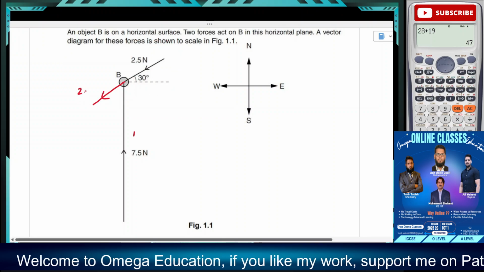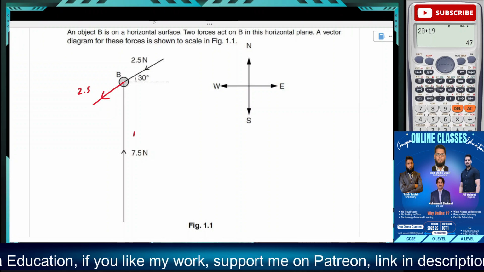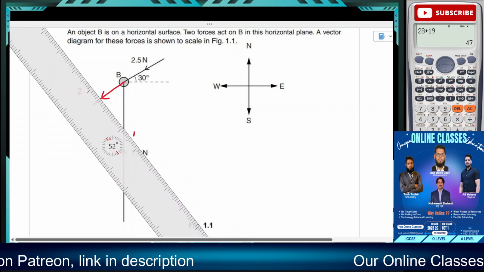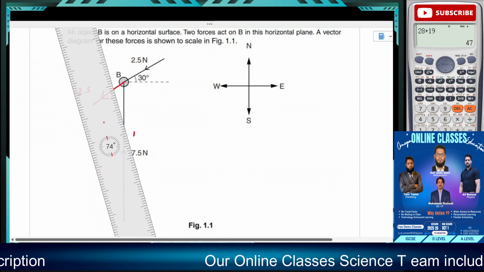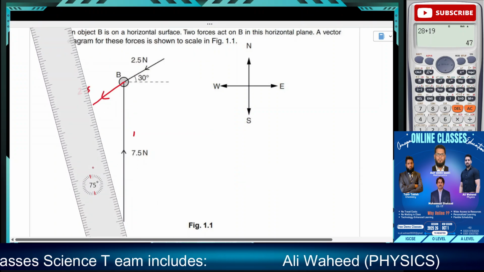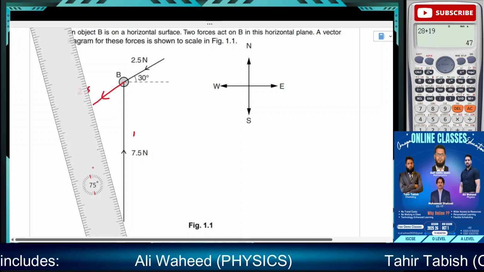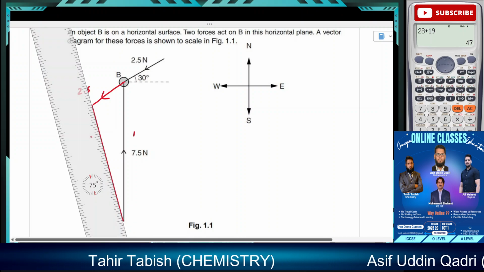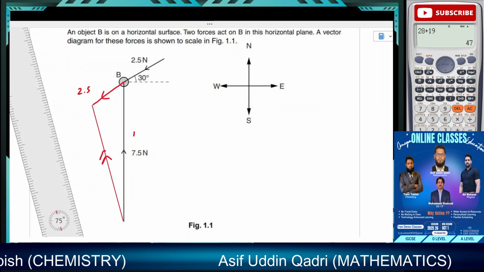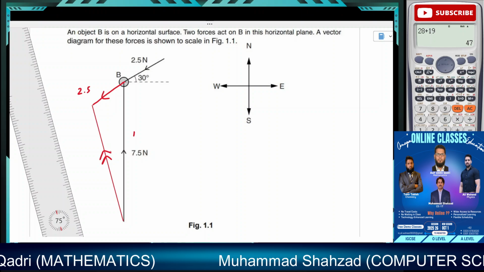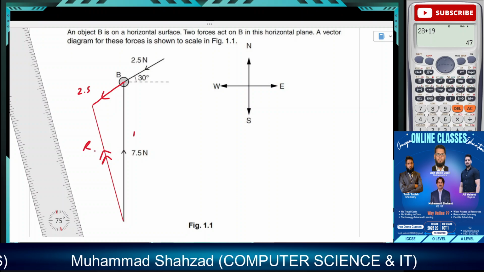And how much is that? 2.5. Now, what is the last part? In the end, you join the start point to the end point. That is your resultant vector.